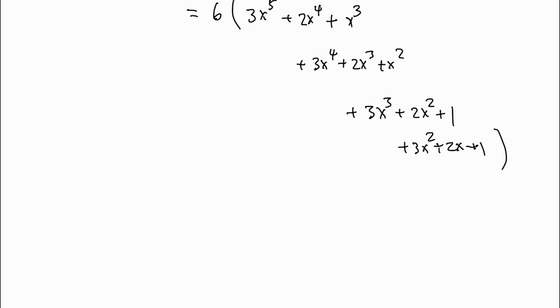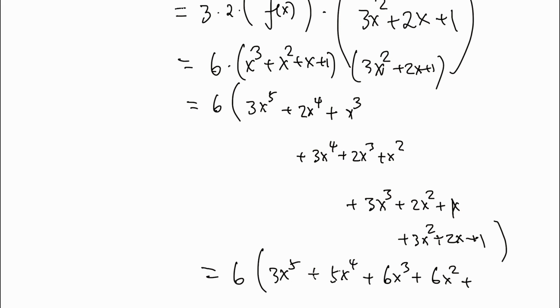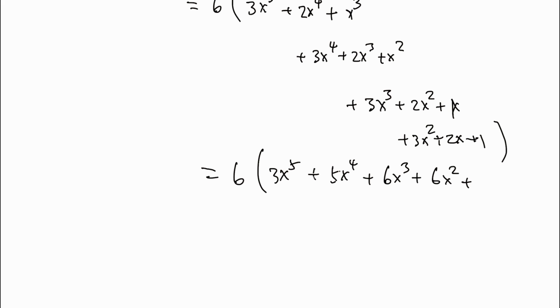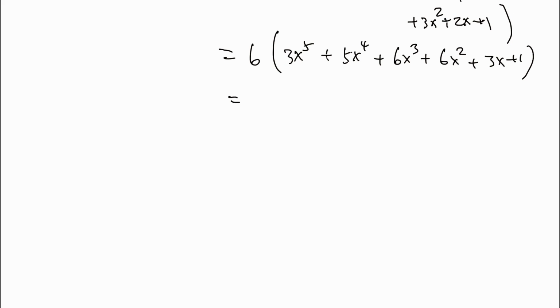And that would equal 3x fifth plus 5x fourth plus, that's 6x cubed plus 6x squared plus, that's actually x because that's x times this 1. So that's x plus 3x plus 1, and the last step we just have to multiply it out. So plus 30x fourth plus 36x cubed plus 36x squared plus 18x plus 6.